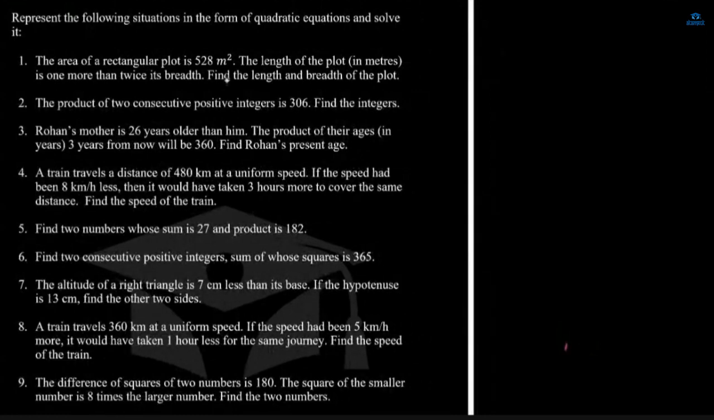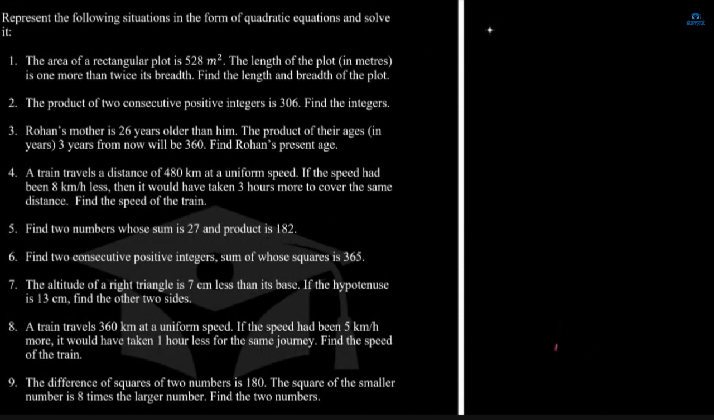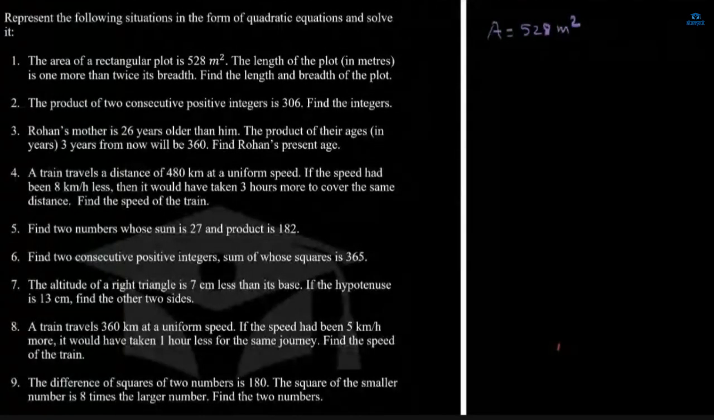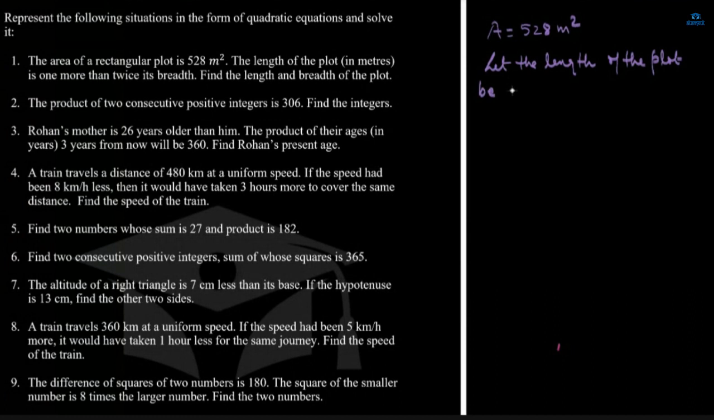The area of a rectangular plot is 528 meter square. Okay, the area is given as 528 meter square. The length of the plot is one more than twice its breadth. So let the length be how much? Sorry, let the breadth, because length is related to breadth. Now let the breadth of the plot be x meters.